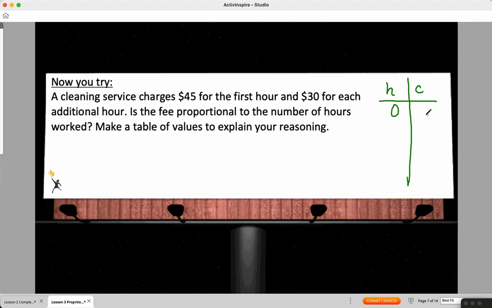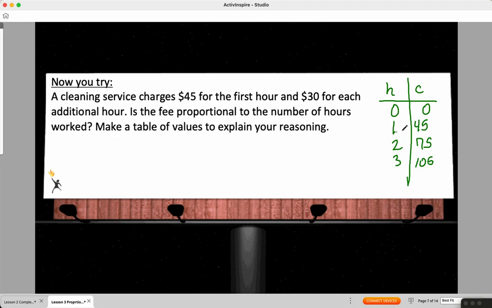So 0 hours, $0. They don't come and clean, you don't pay them. For 1 hour, they've made $45. For 2 hours, they've made $75 because that's the $45 for the first hour and $30 for the next hour. For 3 hours, they've made $105.